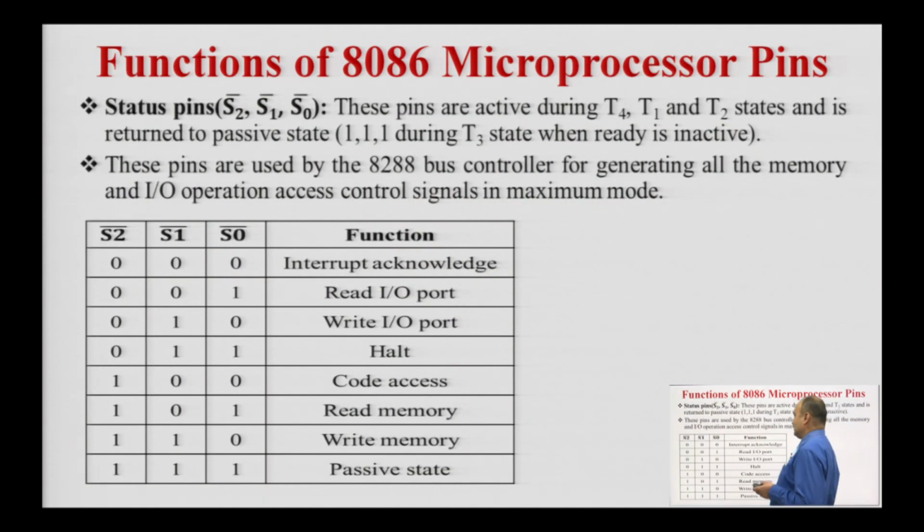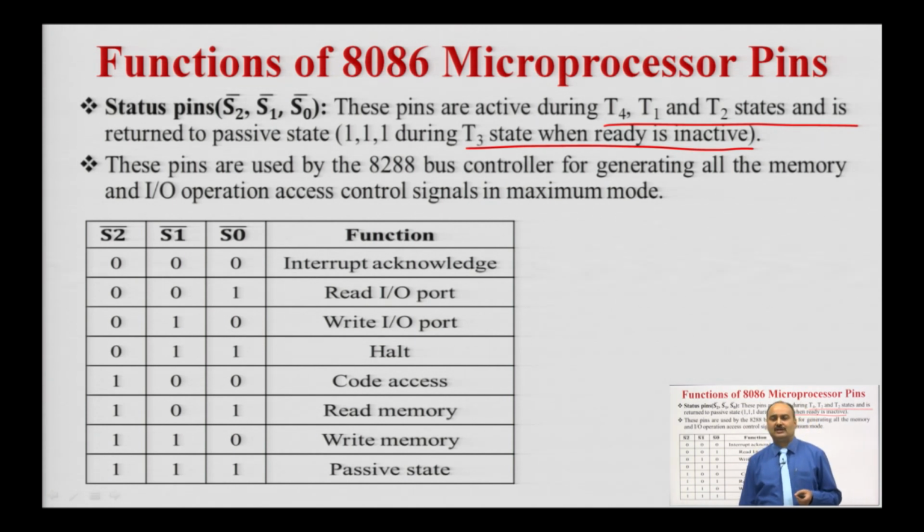The status pins S2, S1, S0 are active during T4, T1 and T2 T states, and are returned to the passive state, that is 111, during T3 state when ready is inactive. These pins are used as an input to the 8288 bus controller, which is used to generate the control signal for memory and input output device. So, these pins are connected as an input to this bus controller.